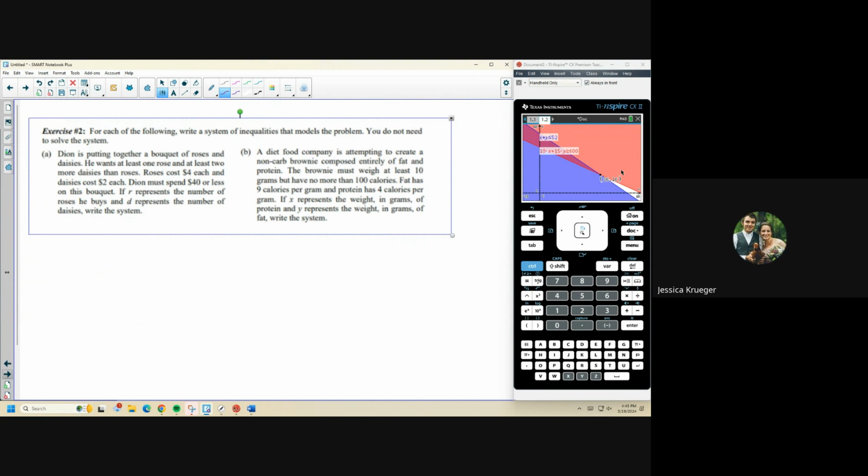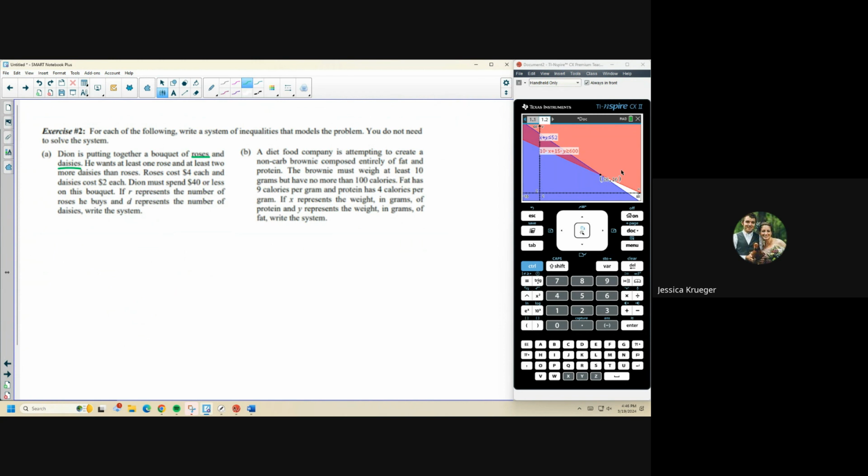Okay. Exercise 2, for each of the following, write a system of inequalities that models the problem. You do not need to solve it. So let's look at the first one. Dion is putting together a bouquet of roses and daisies. He wants at least one rose and at least 2 more daisies than roses. Roses cost $4 each and daisies cost $2 each. Dion must spend $40 or less on this bouquet.